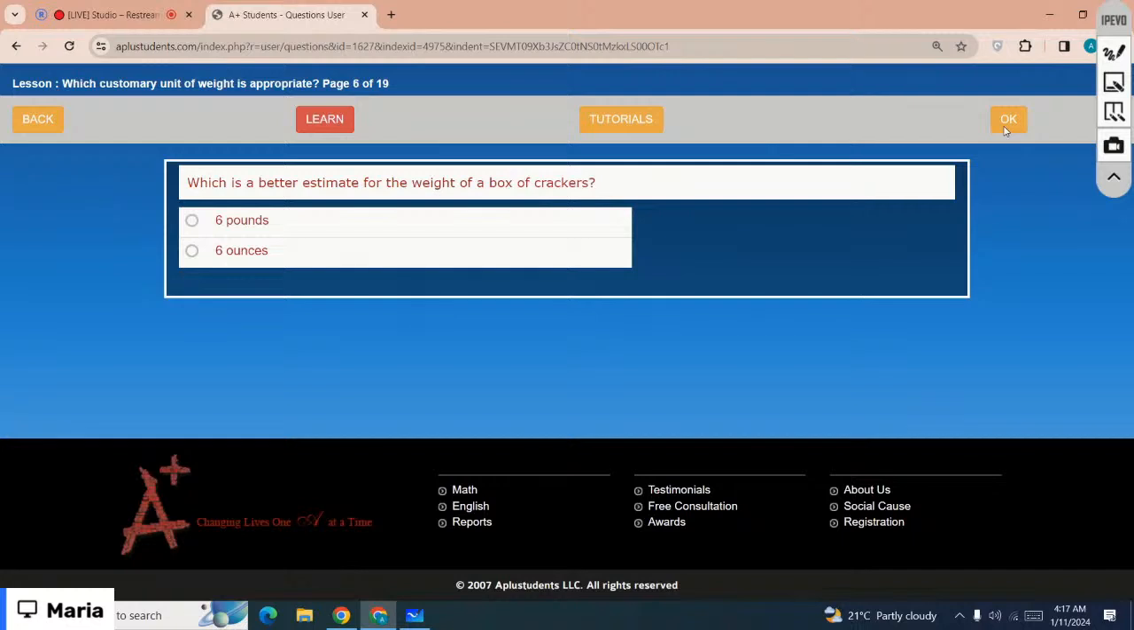Which is the better estimate for a box of crackers? 6 pounds or 6 ounces? Which is the correct option? That is a box of crackers. So that would be 6 ounces, right?